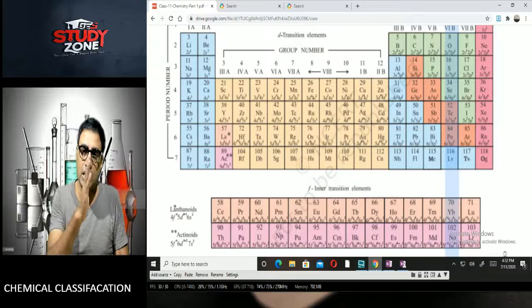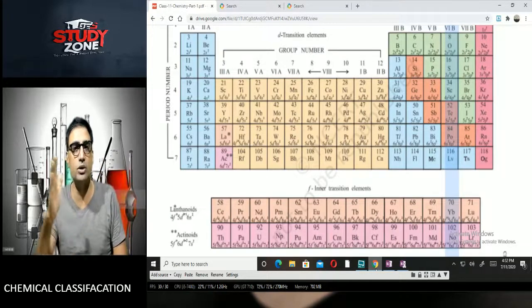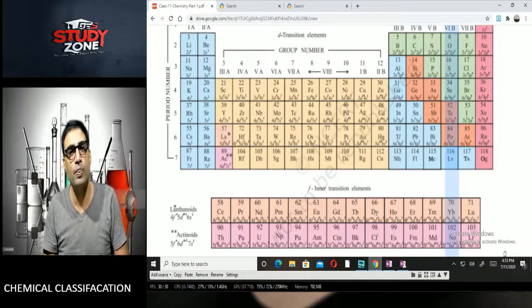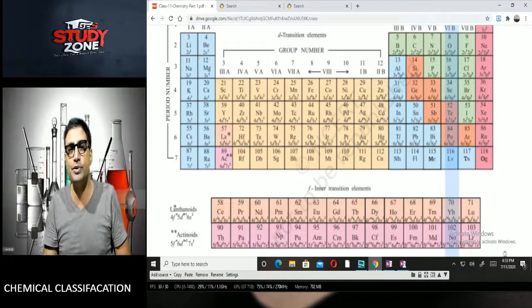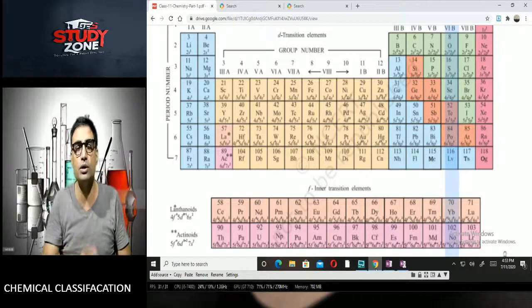The first part is known as the S block, then you have the D block, then you have the P block, and below this main periodic table you have the F block. S block basically means the S subshell. S subshell can have a maximum of 2 electrons. That's why this S block is divided into 2 vertical groups.